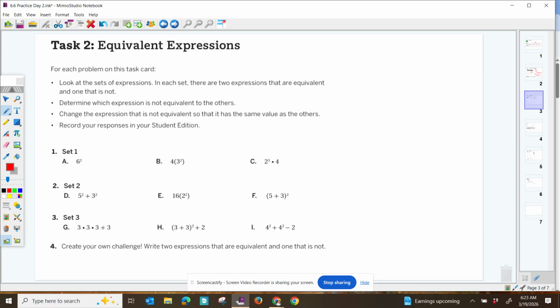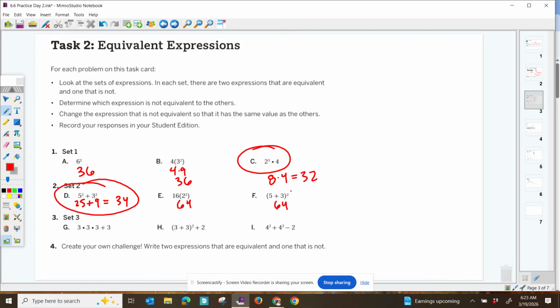We've got a bunch of task cards. 6 squared is 36. 3 squared is 9 times 4 is 36. So this is the one that doesn't match. I've got 8 times 4 is 32. 5 squared is 25, plus 9 is 34. 2 squared is 4 times 16 is 64. 8 squared is 64. So that one.